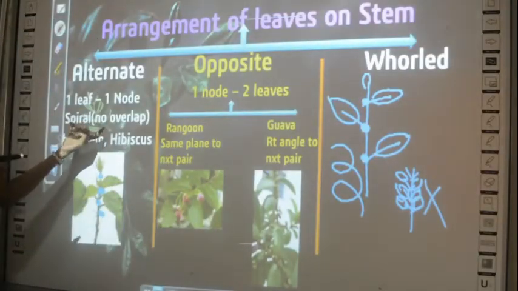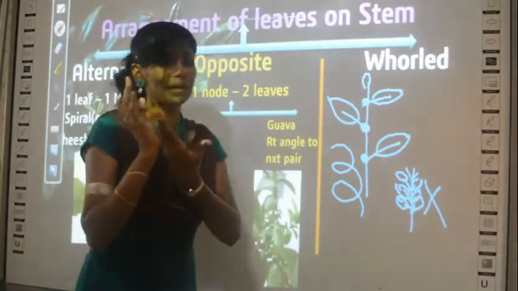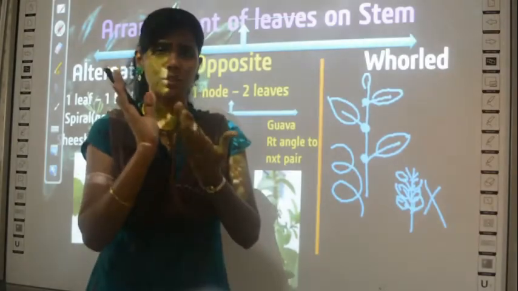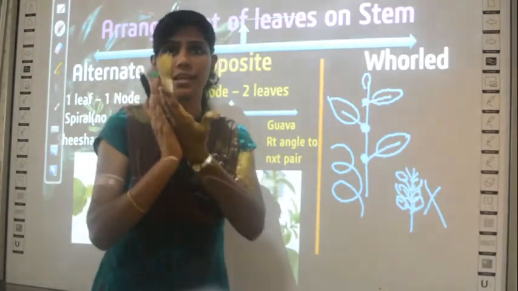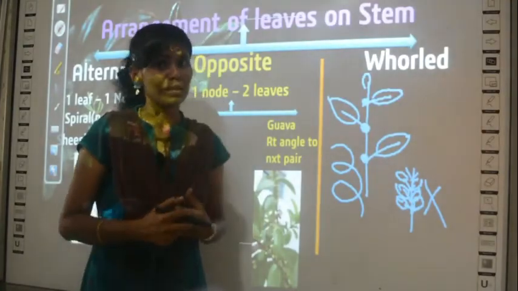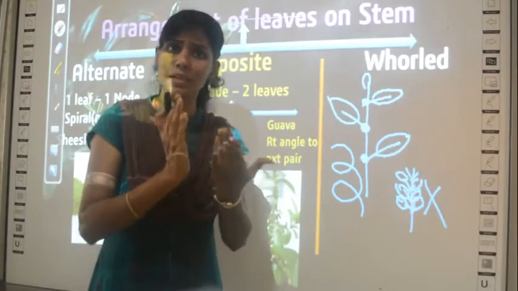It is spirally arranged, so they do not overlap. Only when it is arranged in the same plane, it will be overlapping. Now what is overlapping? If there is one leaf, another leaf will be touching that. Never like that. If you see any plant, God has beautifully created the plants so that two leaves will never touch each other.